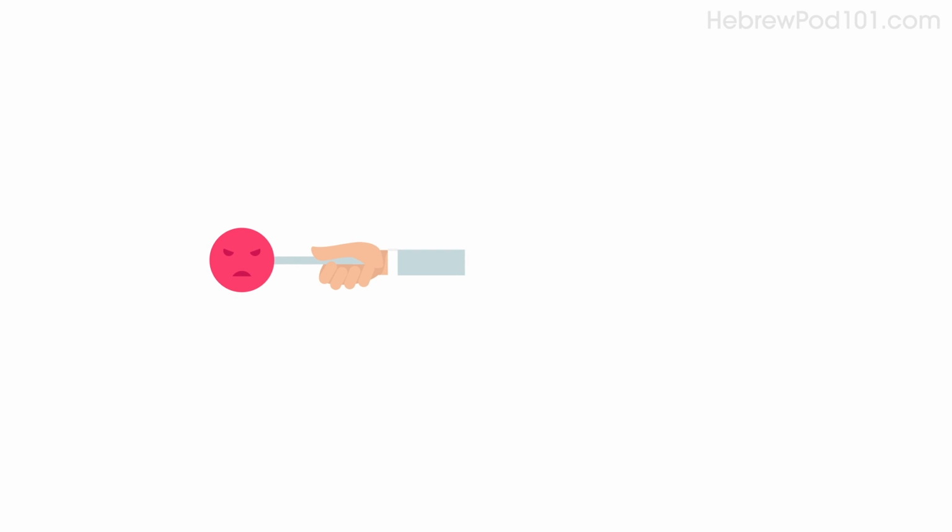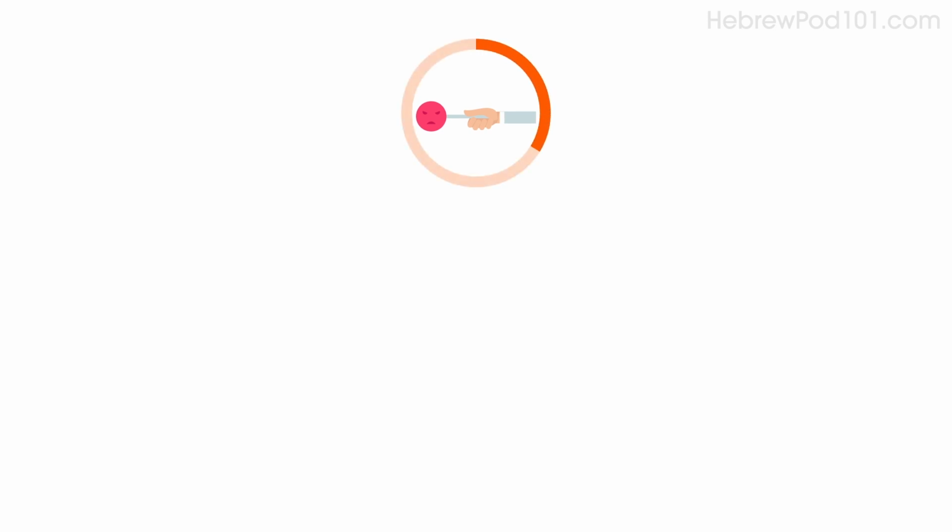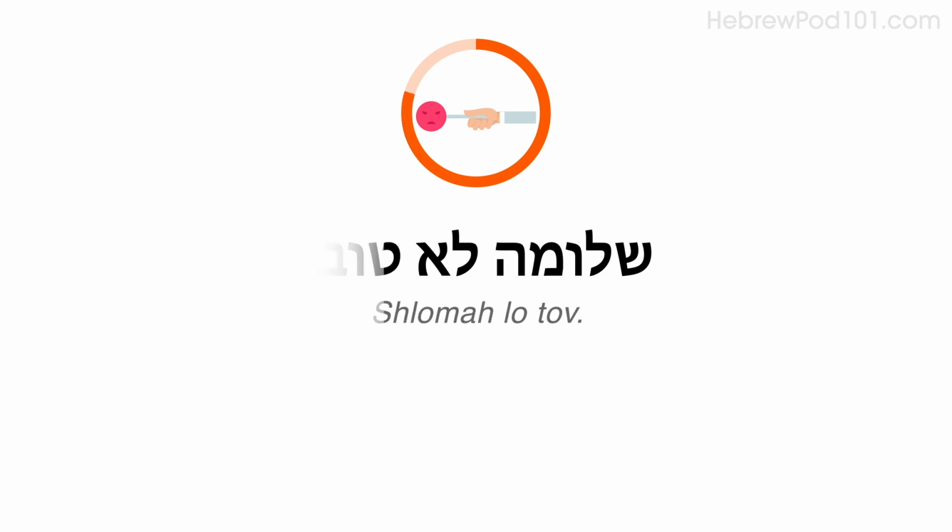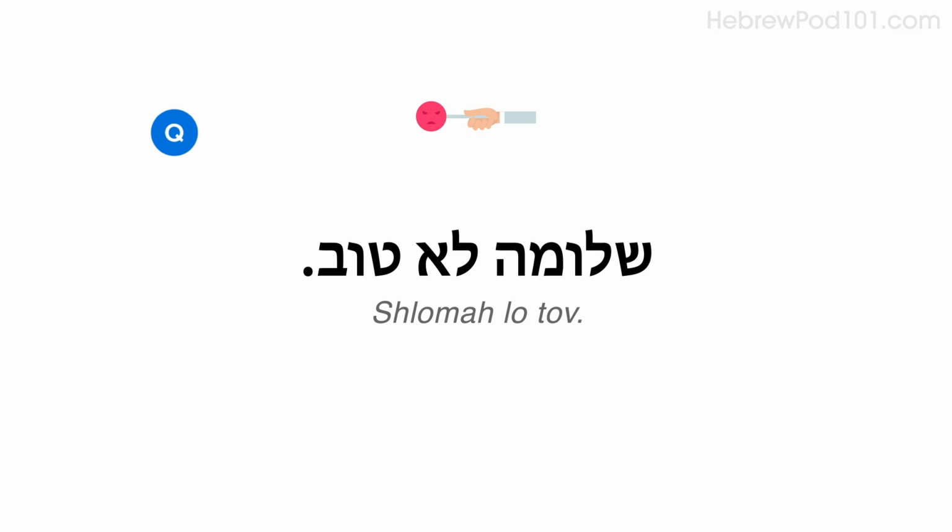Now imagine she's not good. Do you remember how to say not good? לא טוב. Say, "She's not good." שלומה לא טוב. Now, answer the question saying she's not good. מה שלום אמא שלך? שלומה לא טוב.